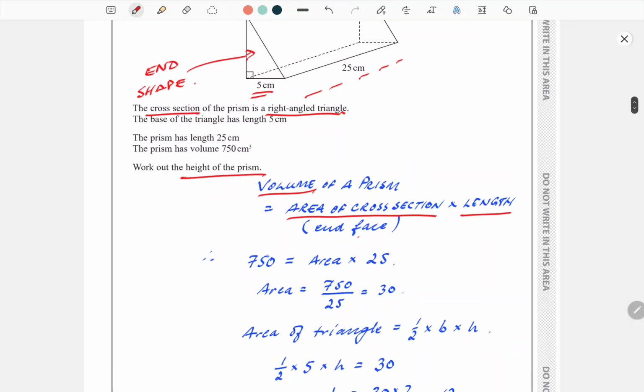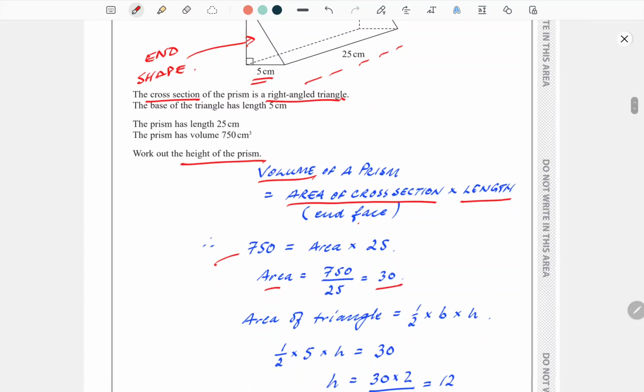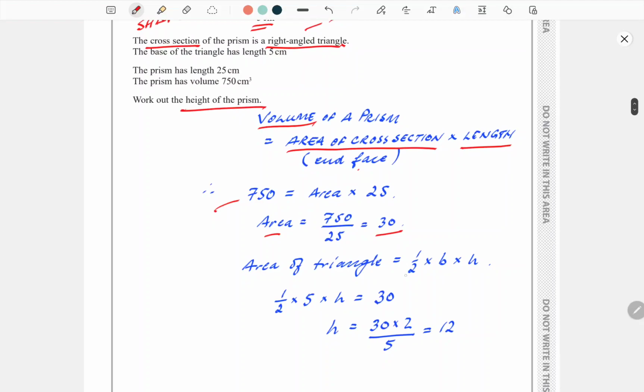So now we put the numbers in. The volume we know is 750, and that equals the area times the length, which is 25. Rearrange that, and we can see that area equals 750 over 25. So that's 30. So the area of the triangle at the end, the right angle triangle, is 30 square centimeters. So again, the area is given by half times base times height.